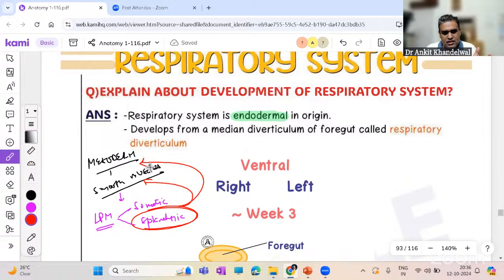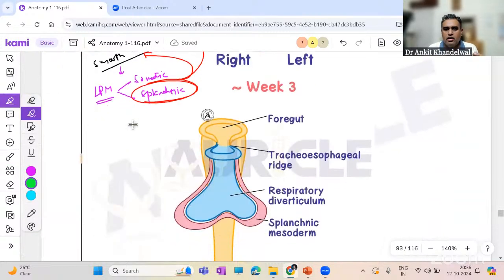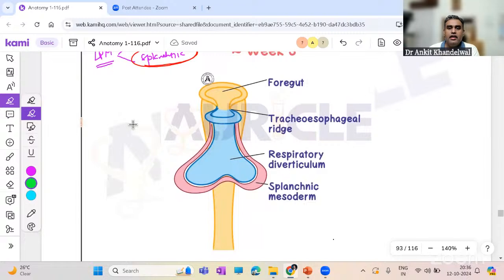Okay, so the respiratory system is endodermal in origin, developing from a diverticulum called the respiratory diverticulum. Fine, I guess we have done a bit of it. Now let us see. We can see the foregut, and here you're seeing a tracheoesophageal ridge. From the foregut, you have the esophagus, and from the anterior part, we have the trachea. So they are diverticula that actually developed initially, the respiratory diverticulum.